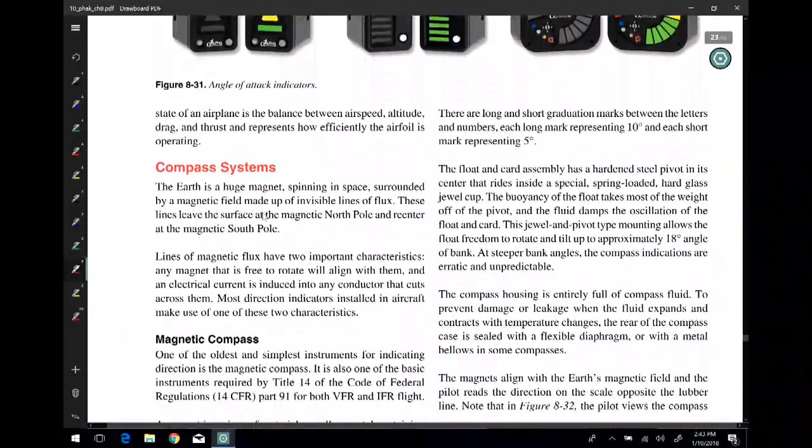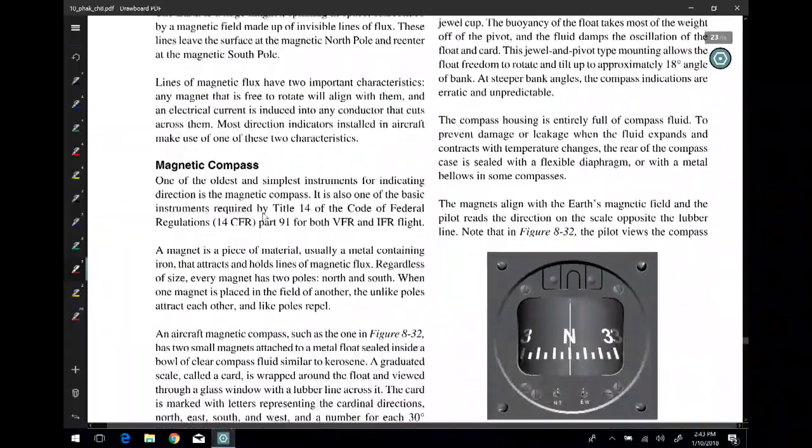Compass systems. So this is the third system. Remember the three systems that we have? Number one, pitot-static. What instruments? Airspeed, altitude, vertical speed, right? Number two, gyroscopic systems. All those things that use gyroscopes. Attitude indicator, heading indicator, turn coordinator, right? The third major category of systems is the magnetic system, or your compass system.